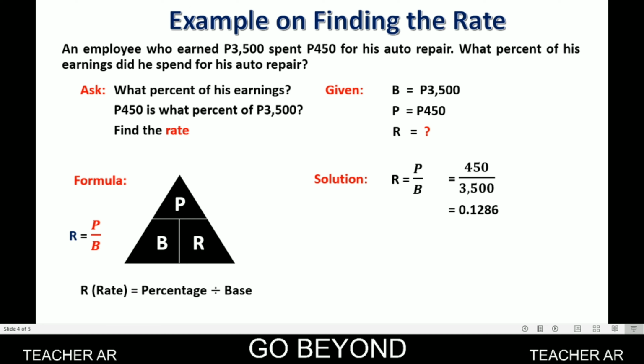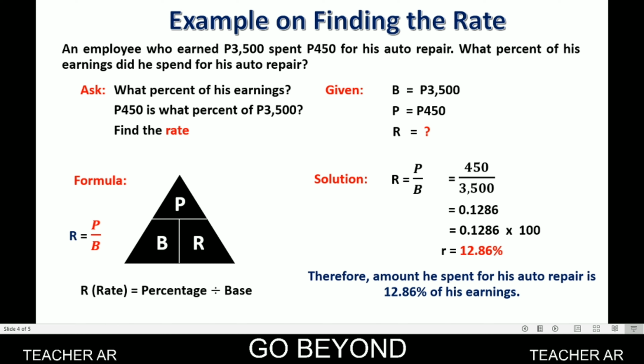So the result is 0.1286. Since we are looking for the rate and the rate is paired with the percent symbol, we have to convert this decimal to percent form. So 0.1286 times 100 to convert it into percent form. So our rate is 12.86%.